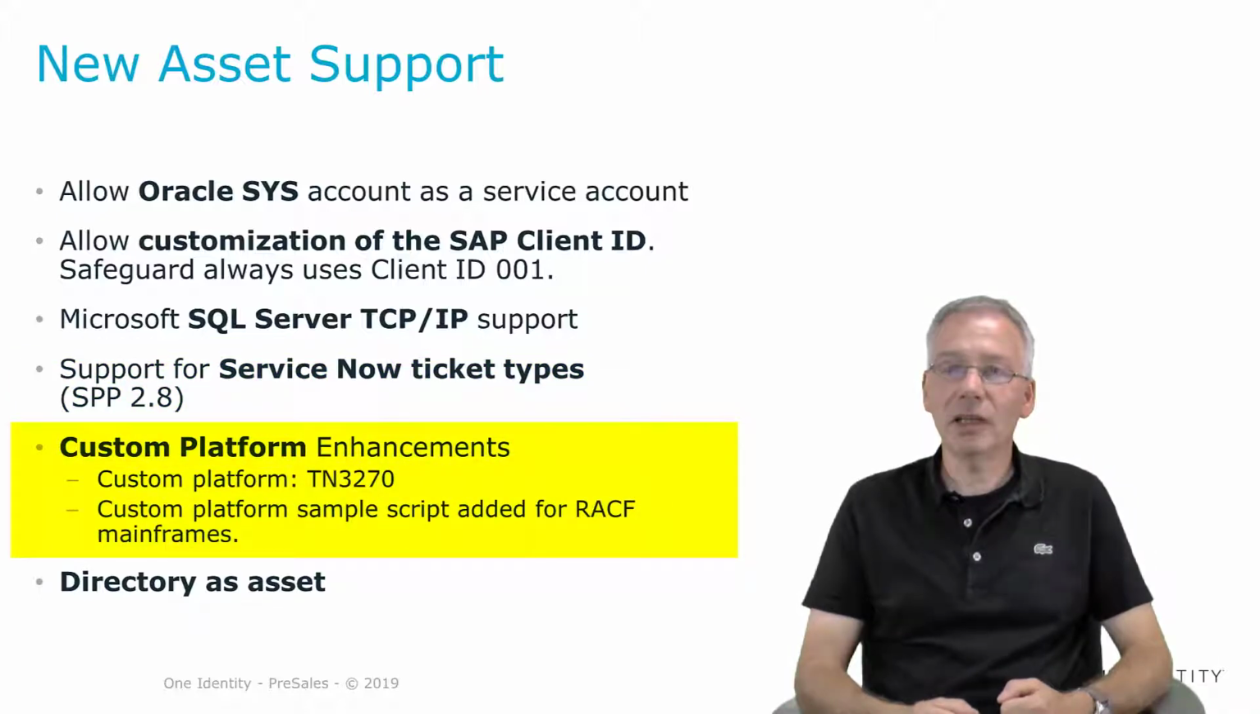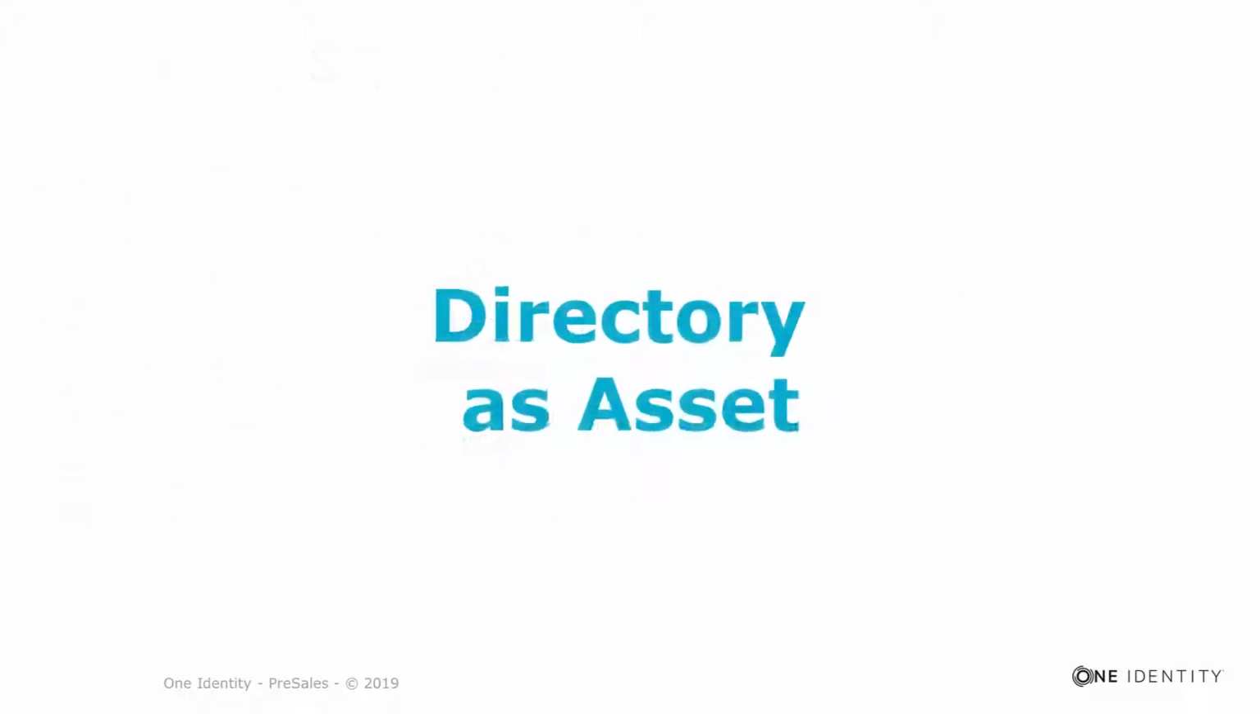And for custom platforms, this is the mechanism we offer to enhance Safeguard to handle assets that are not supported out of the box. We now offer support for Telnet 3270 for mainframe access, and of course we have added a sample script for RACF integration on our One Identity GitHub site, so you can check it out over there.